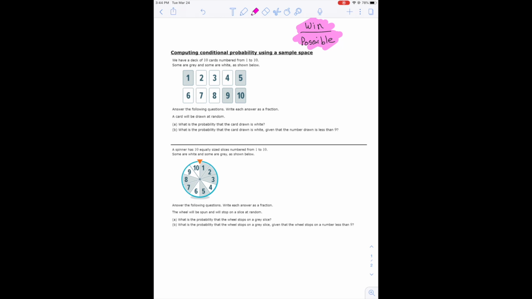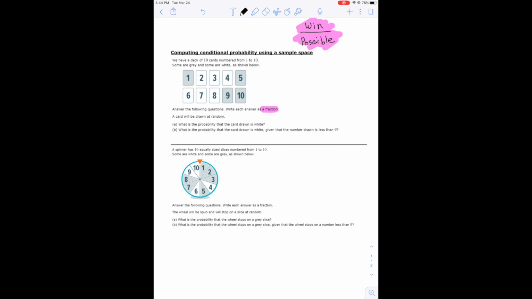We have a deck of 10 cards that are numbered 1 through 10, as you can see below. Some are gray and some are white. We need to answer two questions, and we're answering both of these questions as a fraction, it says. So we're going to make sure we do that. Our final answer should be in a fraction.